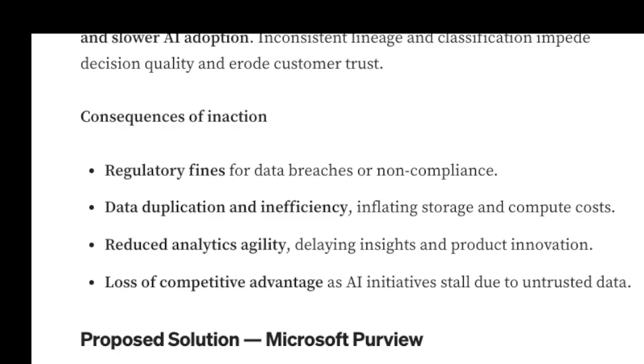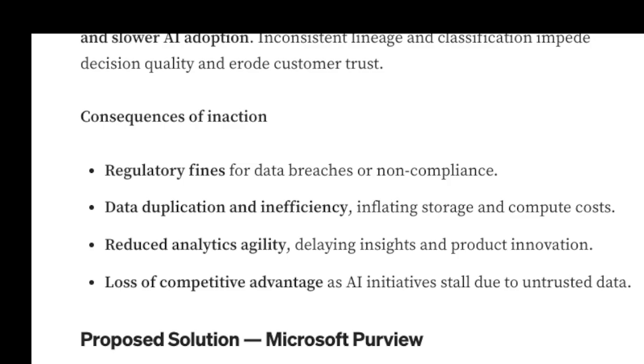Again, we don't have a centralized location for the data, so data has to be deduplicated. For instance, we'll have duplicate data, inefficient data, and computing also goes high because we are having the same data being stored at different locations. We have to inflate our expenses for storing the data, and computing itself goes high on scale. Similarly, there is reduced agility and also the loss of competitive advantage.